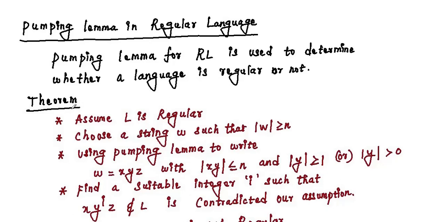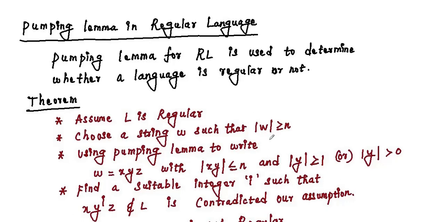Coming to the theorem, the first point: assume that a language L is regular. This is the initial assumption that we make when using the pumping lemma. Next, choose a string W in the language with length greater than or equal to n. This string will be used to derive a contradiction. Identify the pumping lemma length n.